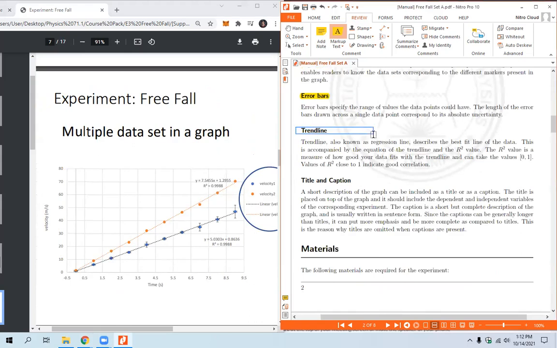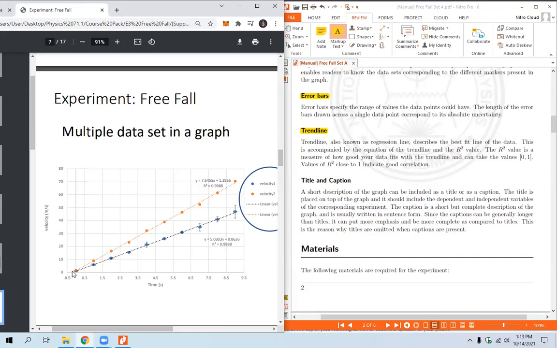So ito, trend line. Ito, this is very important. A trend line describes the best fit line of your data. What does this mean? So basically, your trend line, itong mga dotted lines na to, itong maliliit, nagre-represent siya ng trend na fina-follow ng data points ninyo.